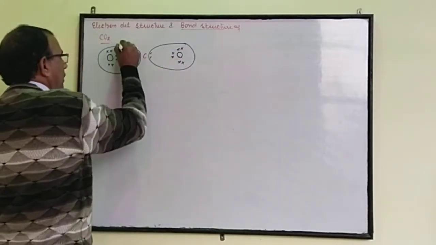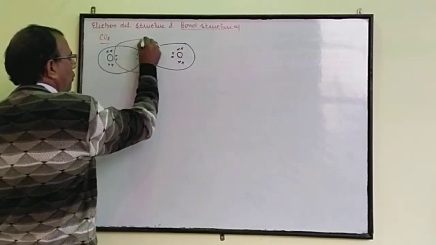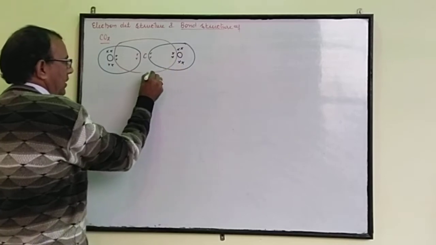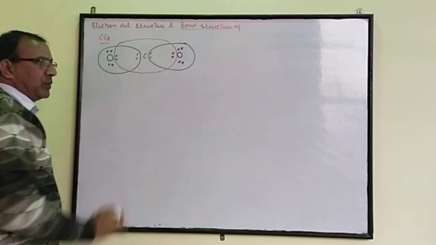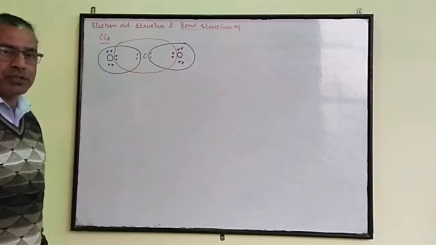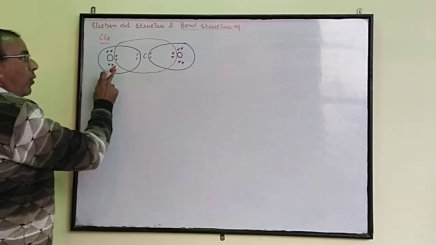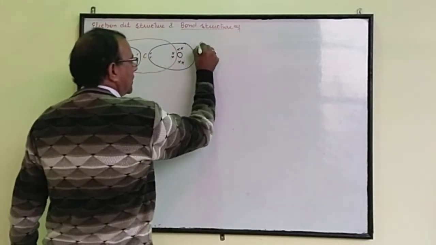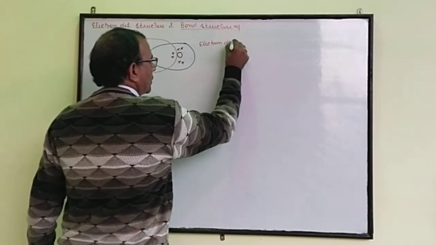Carbon shares 2 electrons with this oxygen atom and 2 with the other oxygen atom. In this circle there are 2, 4, 6 and 8. This is the electron dot structure of carbon dioxide. This is the bond electron dot structure, and this one is the electron dot structure.